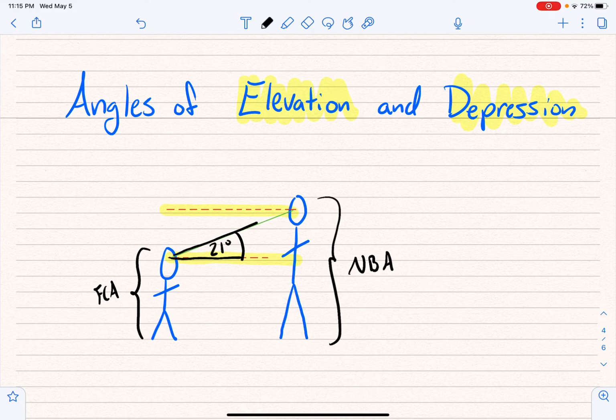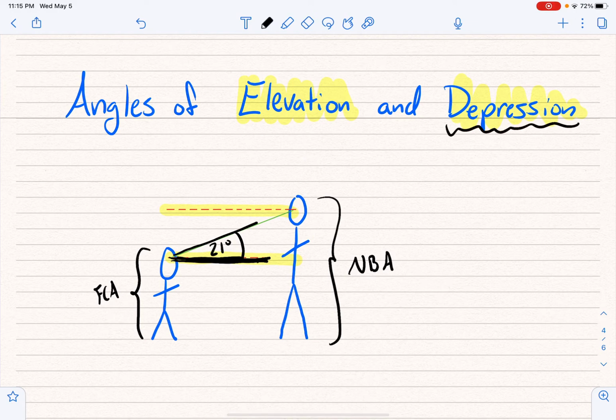The most important thing that you can hear me say is that the angle of elevation is always measured off the horizontal. It's never measured off the vertical. It would never be measured all the way from here, and as this person's looking down, it would never be measured from here. It's always measured off the horizontal, whether it's really there or whether you're drawing an imaginary horizontal.